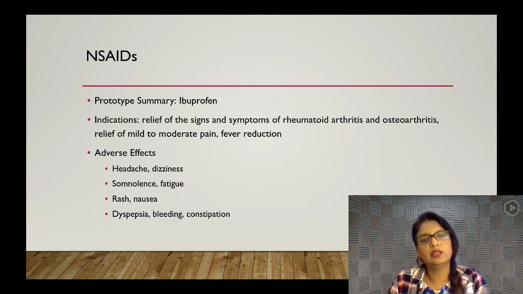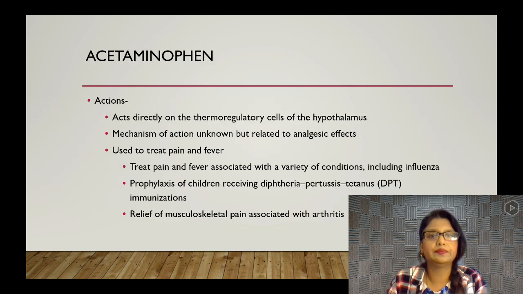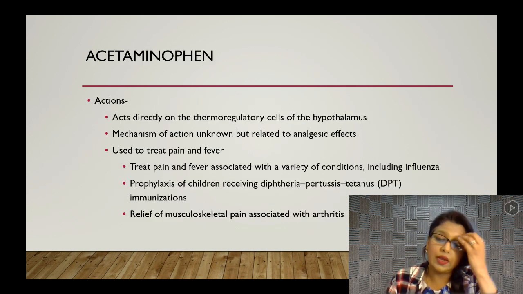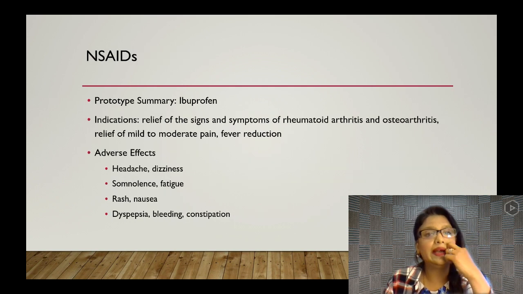Then we want to make sure a patient's not having GI problems. Now, NSAIDs are really bad for the GI system. They could cause dyspepsia, bleeding, constipation, and GI bleeding is a very common thing related with NSAIDs. Okay, what are NSAIDs? Non-steroidal anti-inflammatory drugs, right?